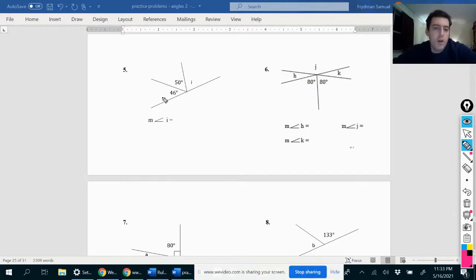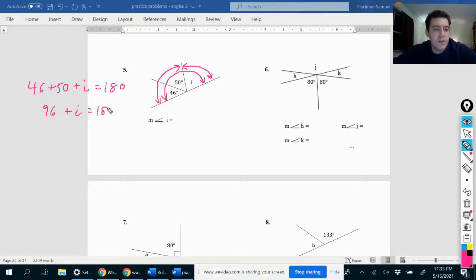Over here, all three of these angles put together add up to 180 degrees. So 46 plus 50 plus angle I equals 180. 46 plus 50 is 96, so from here to here is 96 degrees. I want to figure out what the rest of it must be. What does angle I have to be so that this plus angle I is 180?